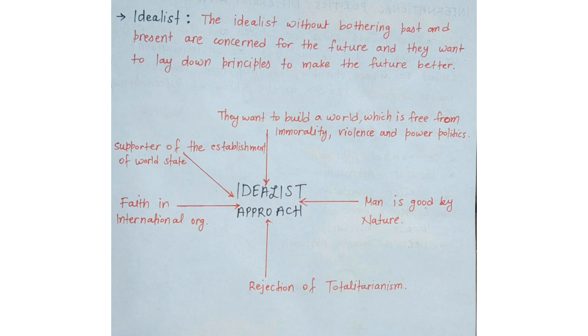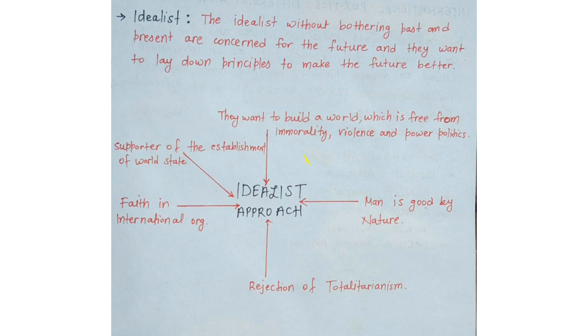According to the idealistic approach to studying international politics, they are of the view that man is good by nature. On the other side, when we talk about realists, they say man is selfish by nature. The thinkers who believe in the idealistic approach say that man is good by nature, as he has qualities of kindness, compassion, love, and so on. They also want to build a world which is free from immorality, violence and power politics.